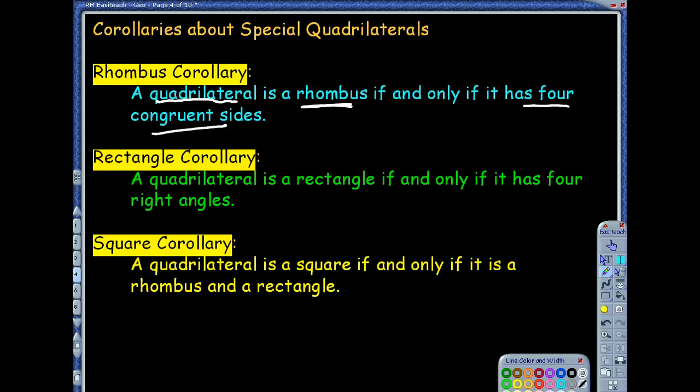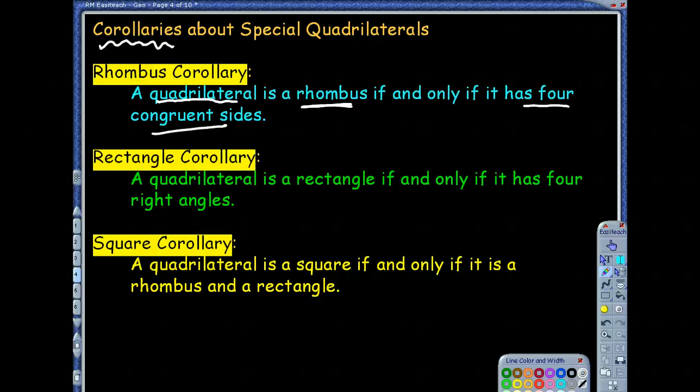So you don't have to know, based on these corollaries, that it's a parallelogram. Corollaries, remember, are a little more specific to a rule that we already know. So this is more specific to the definitions. You don't need to have a parallelogram first and then prove it's a rhombus. If you already have a quadrilateral and it has 4 congruent sides, it automatically means it's a rhombus.